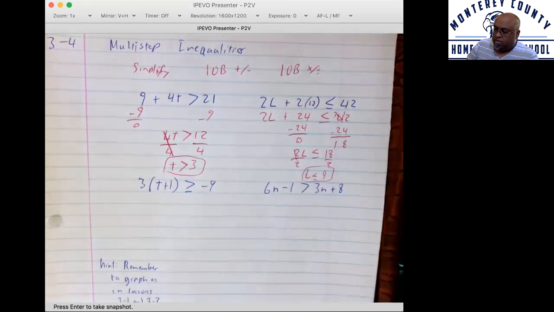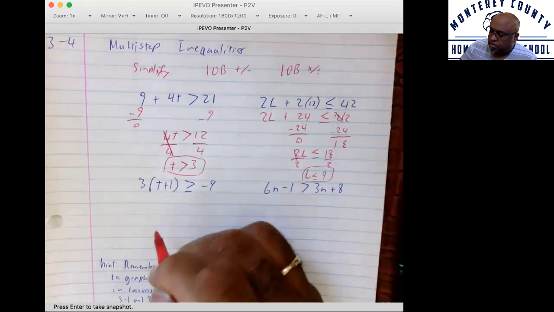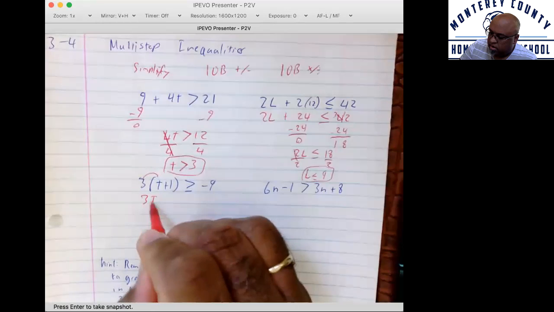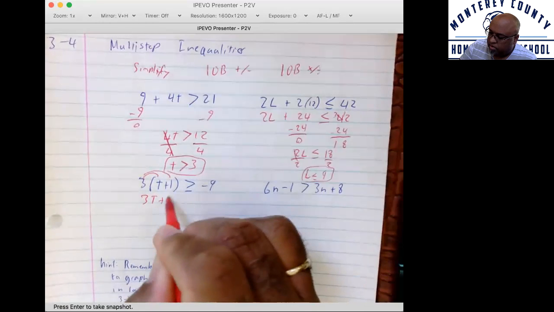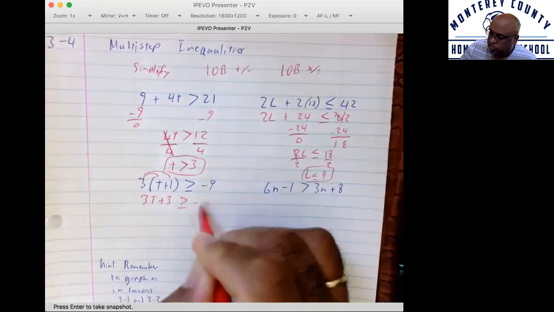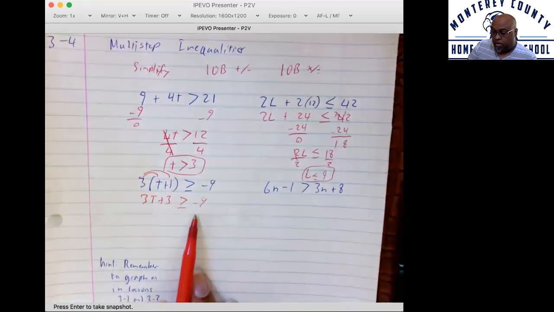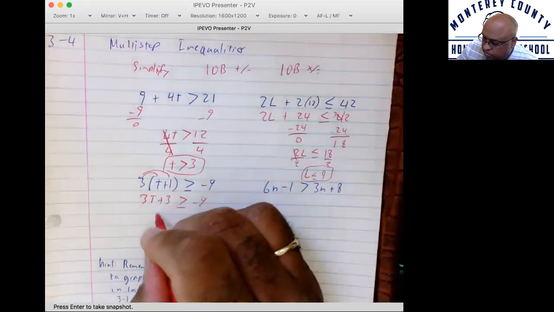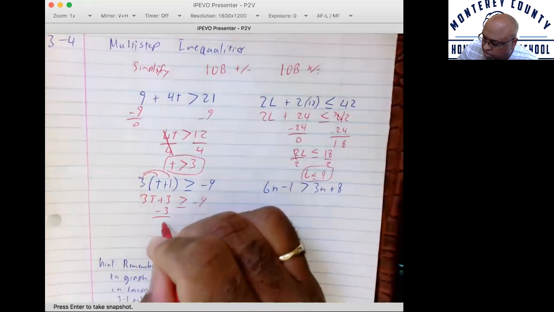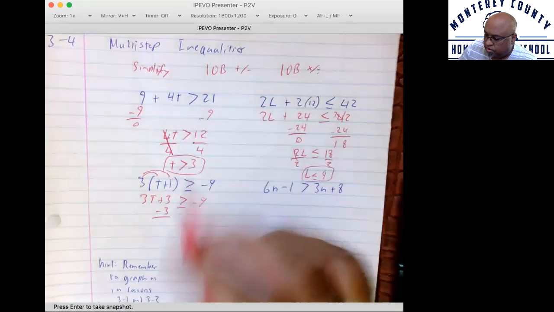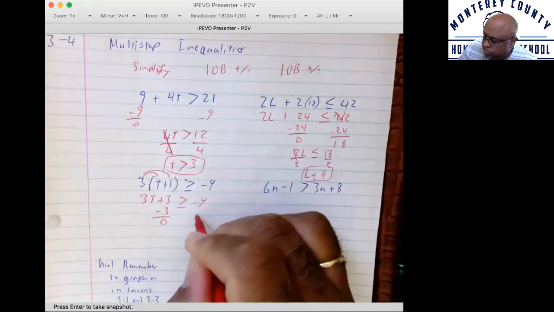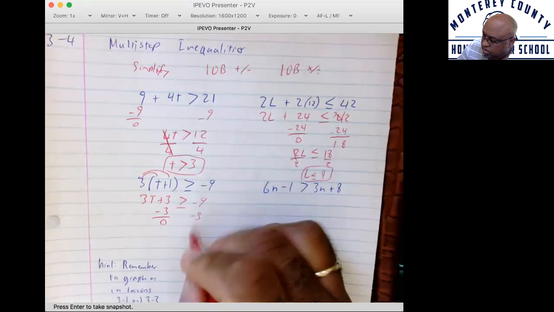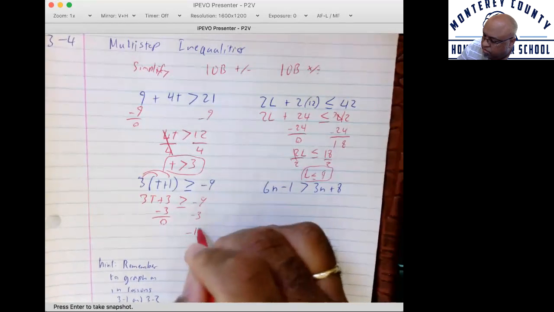Okay, now this one has distributive property. So I'm going to start by simplifying. 3 times t is 3t. 3 times 1 is positive 3. Now there's a negative here, but watch. Am I going to be moving the negative to both sides? Let's see what happens. I subtract 3 from both sides. Remember, IOB using plus or minus first. And negative 9 minus 3 would be negative 12.